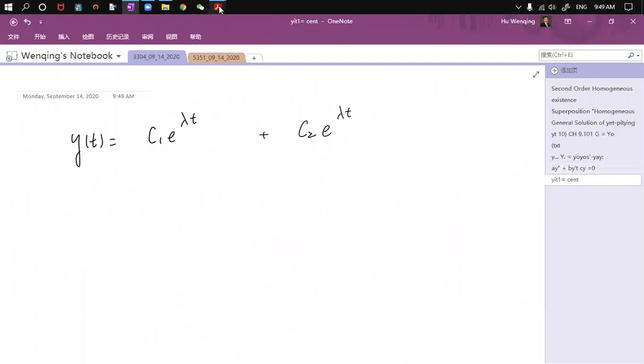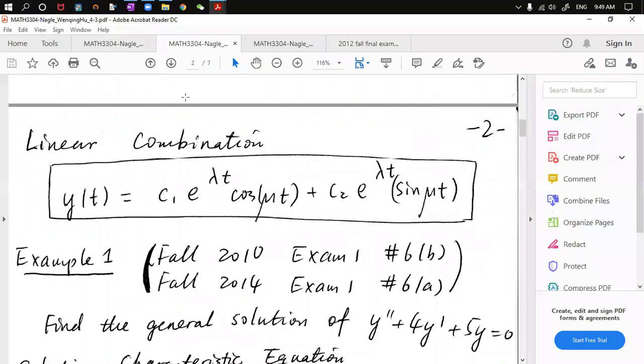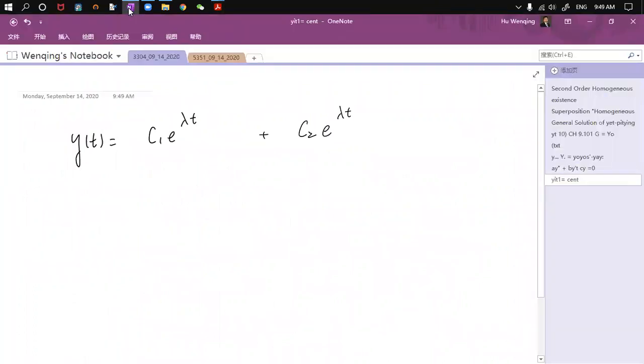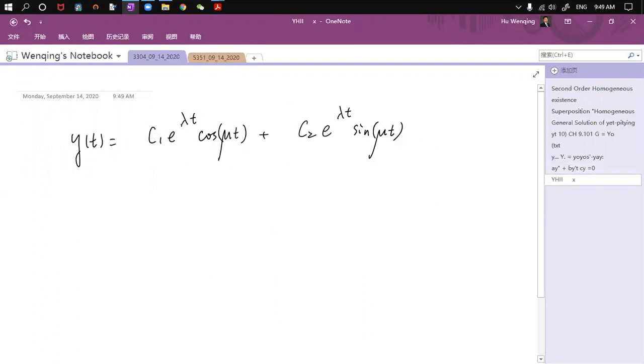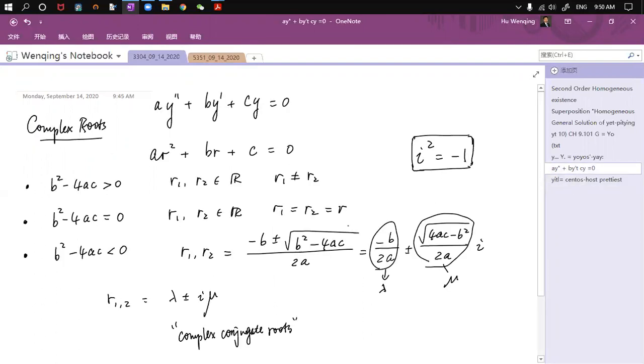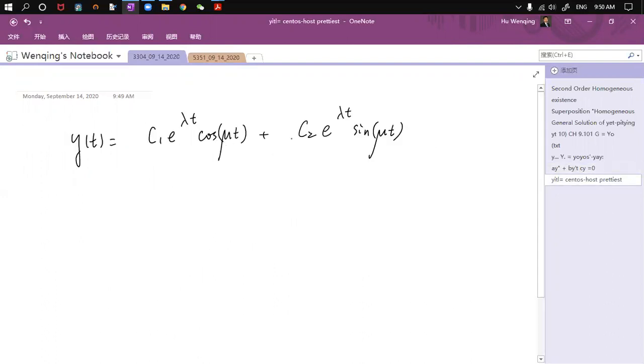So the solution must take the form of cosine and sine: cosine of mu t multiplied here by sine of mu t. You can see that the common real part enters the exponential, and the common complex part enters sine and cosine respectively. So this is going to be your y1 of t, and this one is going to be your y2 of t. The general solution is still a linear combination of y1 and y2.